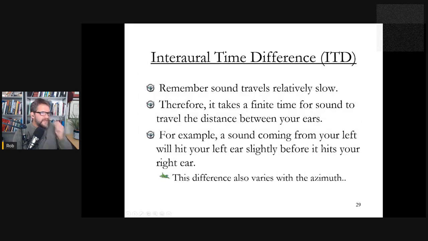So that's it. The other one is a time difference. In the vernacular of physics, sound travels relatively slow, especially compared to light. That's why thunder and lightning appear to be separated when they're far away. The thunder occurs after the lightning because, even though they actually happen at the same time, the light gets to you faster. Therefore, if I have a sound coming from my left again, it's going to take slightly longer to get all the way around to my right ear than it did to my left ear.